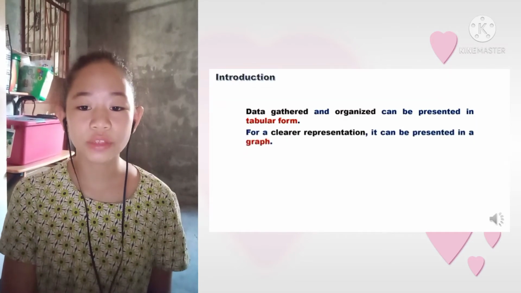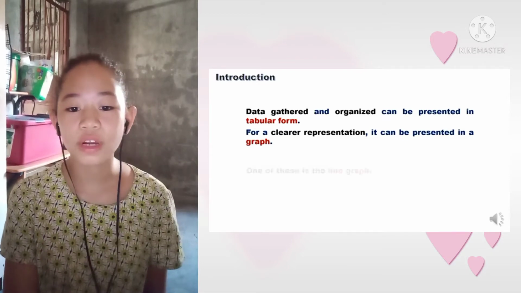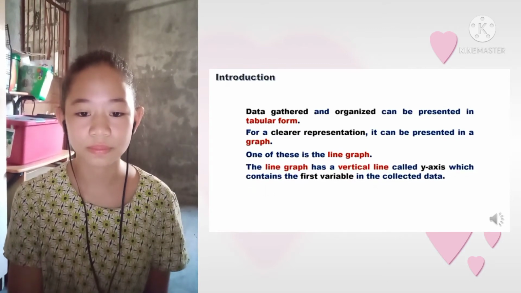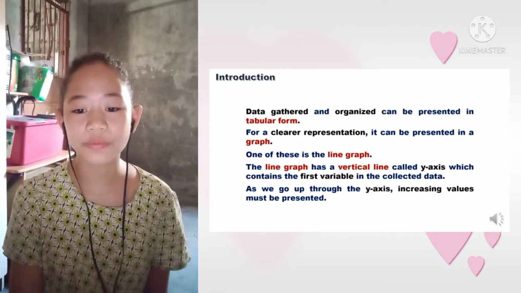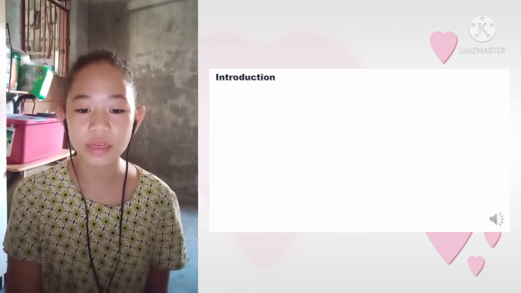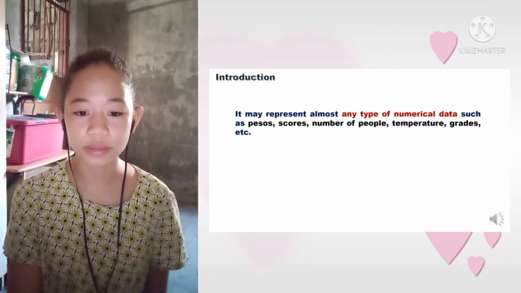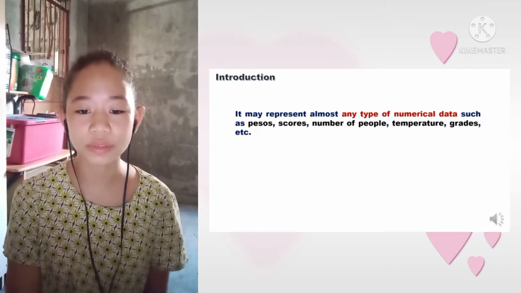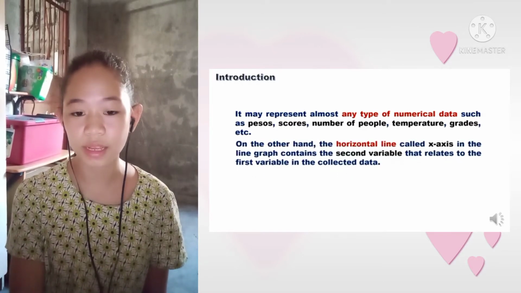Data gathered and organized can be presented in tabular form. For a clearer representation, it can be presented in a graph. This is the line graph, and the line graph has a vertical line called the y-axis, which contains the first variable in the collected data. As we go up the y-axis, increased values are presented. It may represent almost any type of numerical data such as pesos, scores, number of people, temperature, grades, and so on.